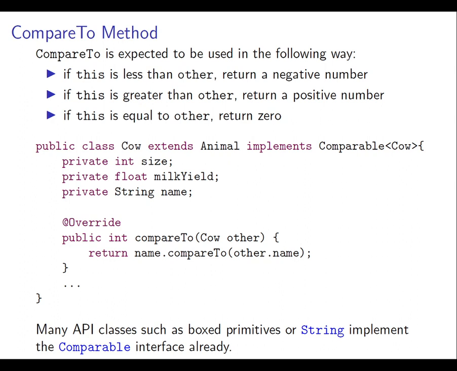Also, just in case it's more convenient sometimes, many of these classes in the API, including the boxed primitives and String, implement the Comparable interface already. So you can simply appeal to their implementation of the Comparable interface when you want to implement your implementation of the Comparable interface, like that.